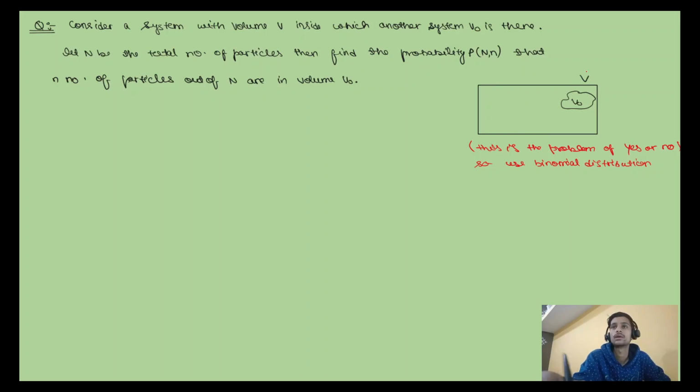So here you have a total volume V, and inside this you have V naught as the small volume. Now, if capital N is the total number of particles inside this region, then we have to find the probability that out of this capital N, small n number of particles will lie inside this small volume V naught. Basically, this problem is also related to yes or no: whether the particle is inside V naught, yes or no. So we will be using the binomial distribution to study this.